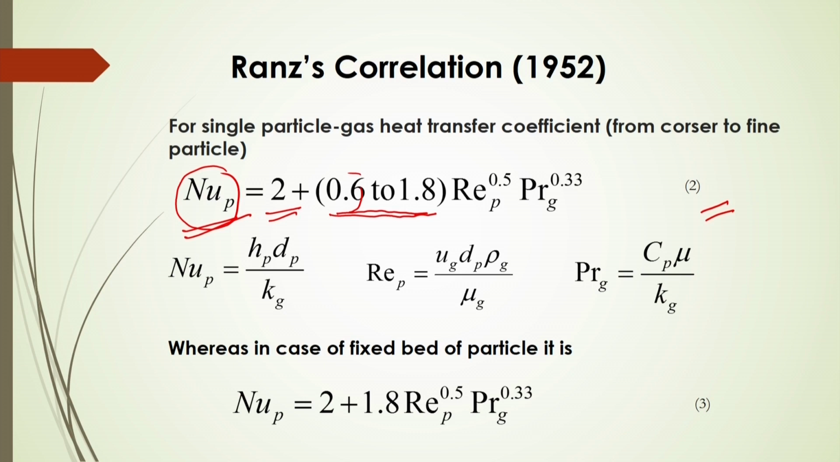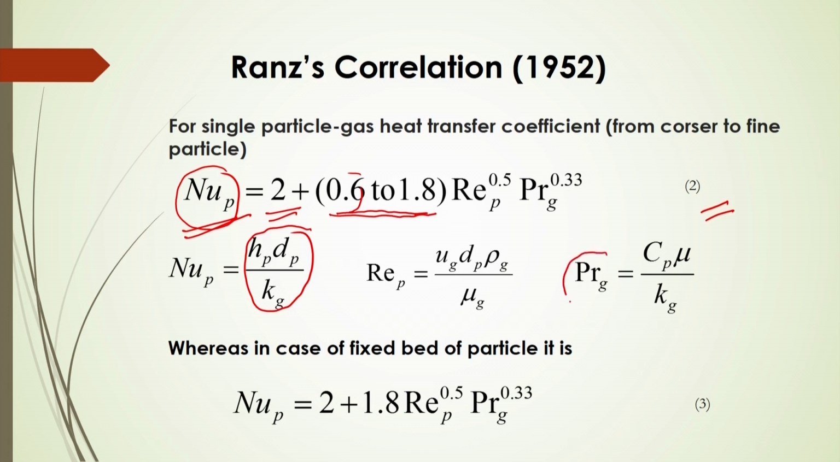This Nusselt number of the particle is defined as Hp dp by kg. Hp is the heat transfer coefficient of the single particle, dp is the particle diameter, and kg is the thermal conductivity of the gas in which medium these particles are suspended. Rep is the Reynolds number based on the particle diameter, defined as Ug dp rho g by mu g. Here dp is the particle diameter, rho g and Ug are the density and velocity of the gas, and mu g is the viscosity of the gas.